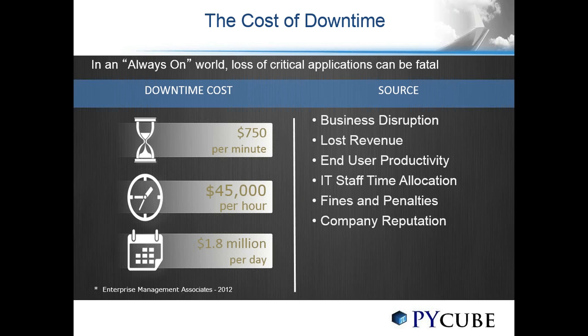According to an Enterprise Management Associates study in 2012, outages in U.S.-based data centers cost on average $45,000 per hour. That extrapolates to $750 for every minute and over $1 million per day. Of course, this is just an average, and use cases will vary.